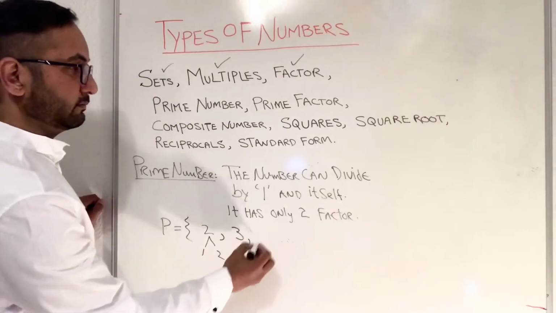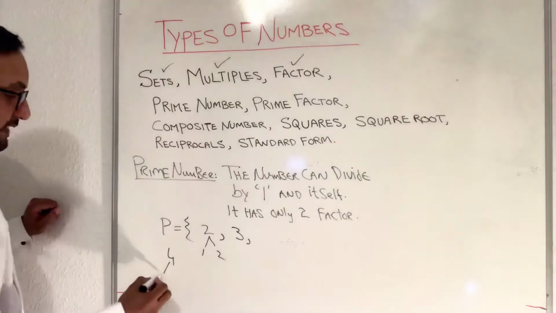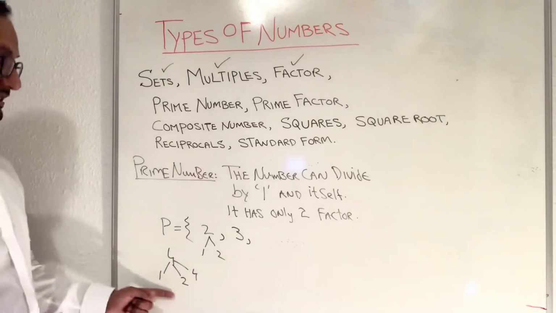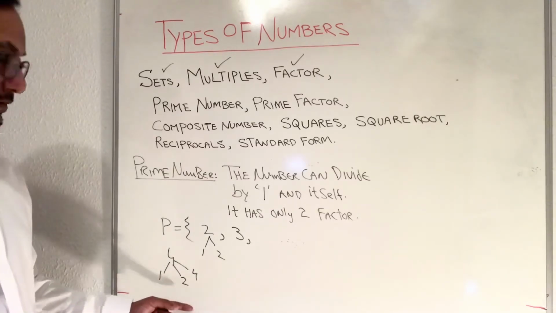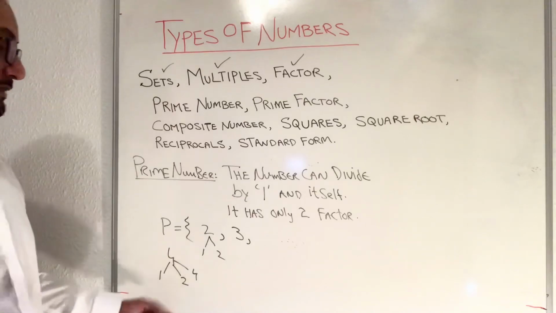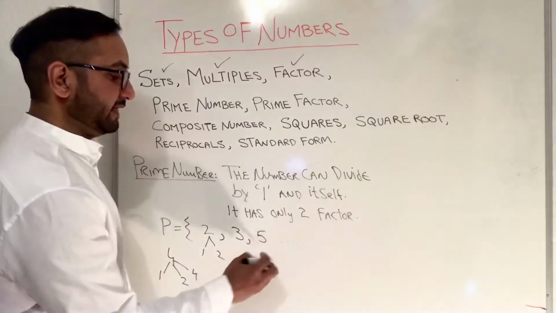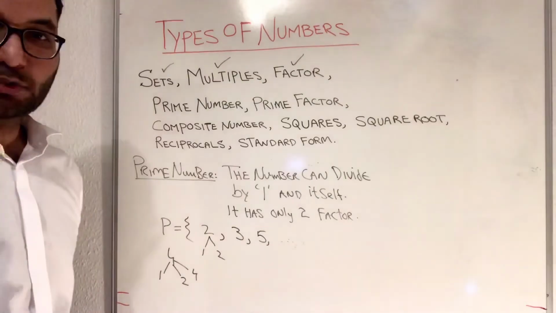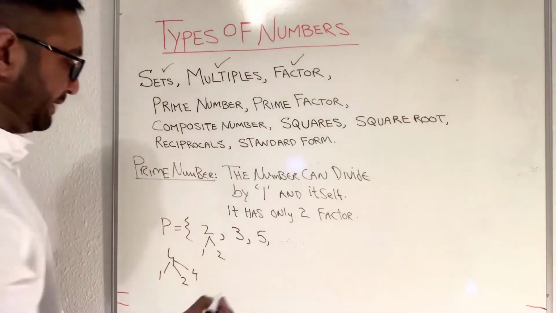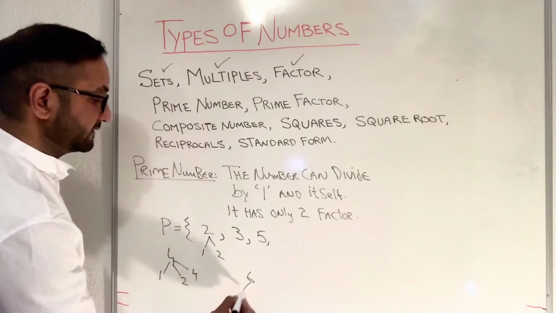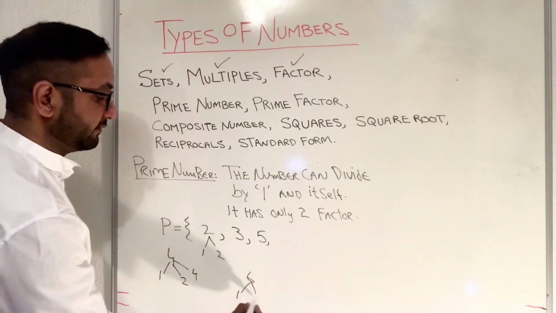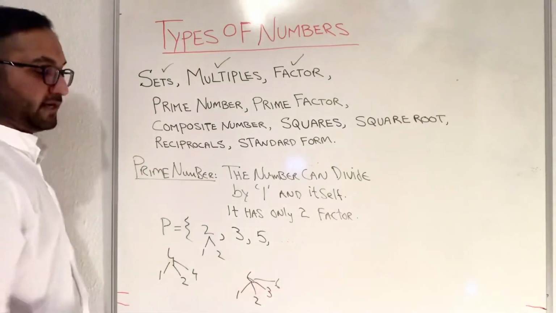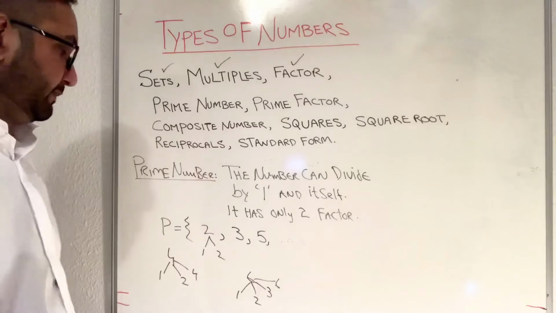4, no, 4 has factors 1, 2 and 4. It has more than 2 factors, so 4 is not a prime number. 5 can be divided by 1 and itself. 6 has more than 2 factors, so it is not a prime number. We can check: 6 can be divided by 1, by 2, by 3, and by 6. So it has 4 factors, so it's not a prime number.